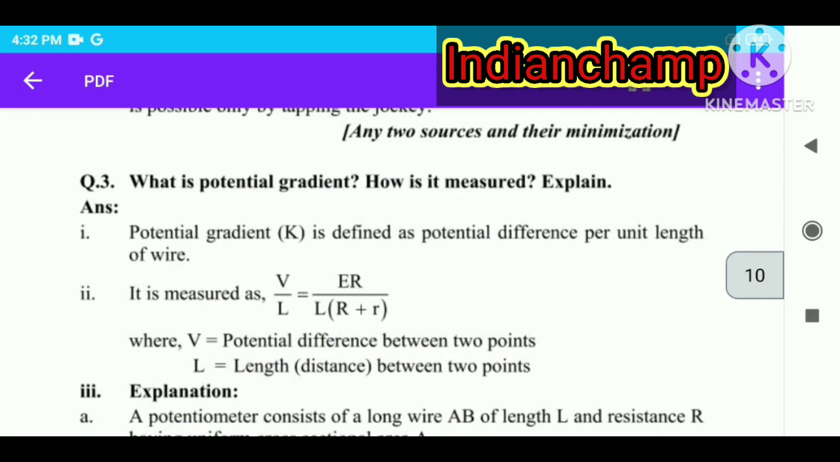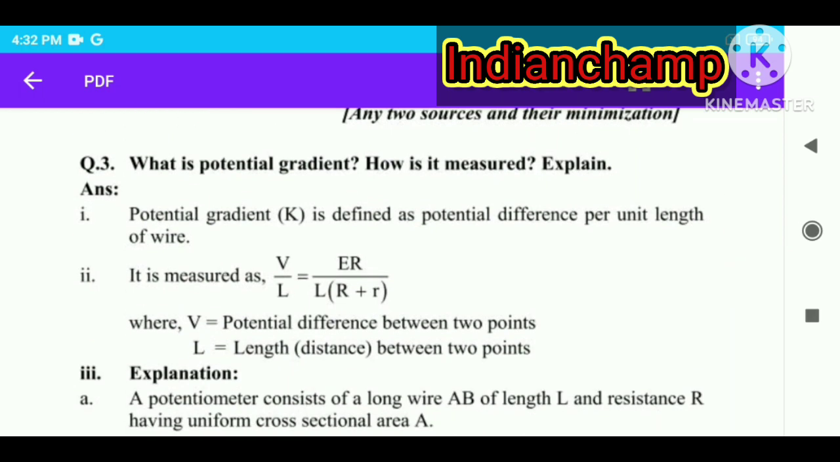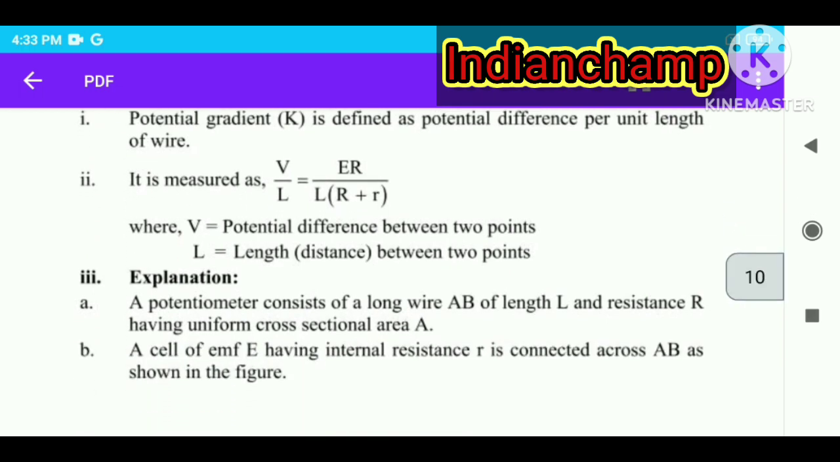Question number third. What is the potential gradient? How is it measured? Explain. Answer. First, the potential gradient K is defined as the potential difference per unit length of wire. Second, it is measured as V divided by L is equal to ER divided by L into bracket R plus r, where V is the potential difference between the 2 points and L is the distance between the 2 points.